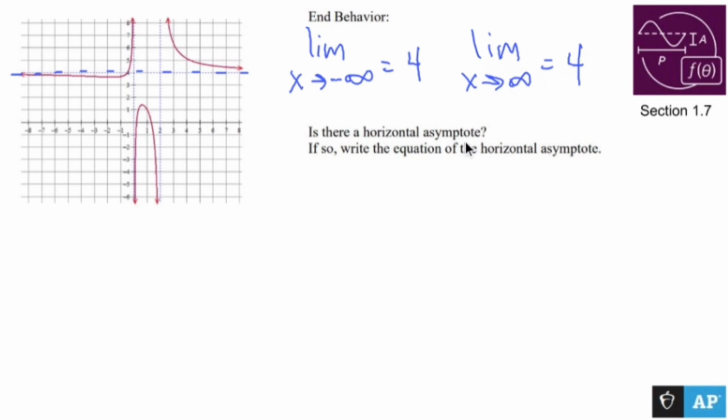Is there a horizontal asymptote? If so, write the equation of the horizontal asymptote. Well, if you're going to level out at a specific number, which I am, that horizontal asymptote is going to be a horizontal line. Horizontal lines are in the form y equals a number, and since that number where things seem to level out is 4, it is going to be y equals 4. So is there a horizontal asymptote? Yeah, and here it is. Fun stuff.